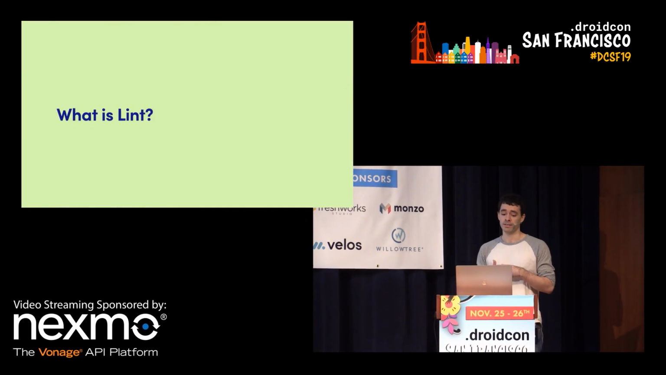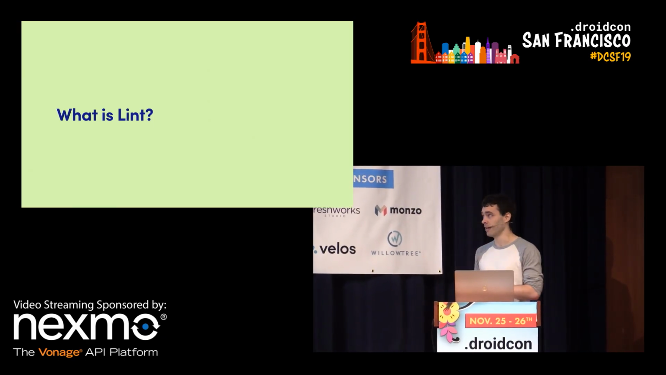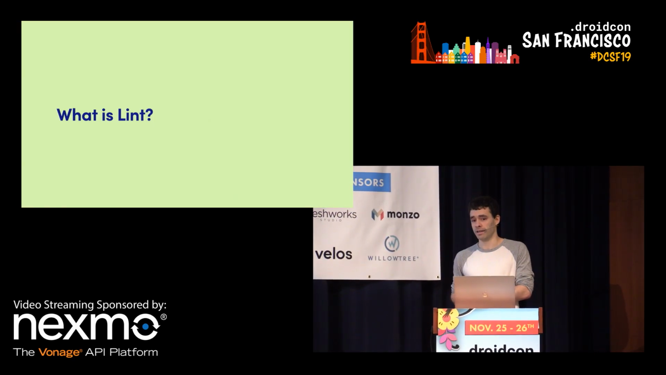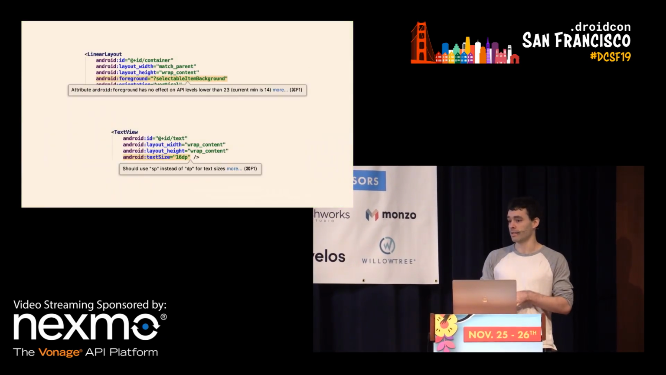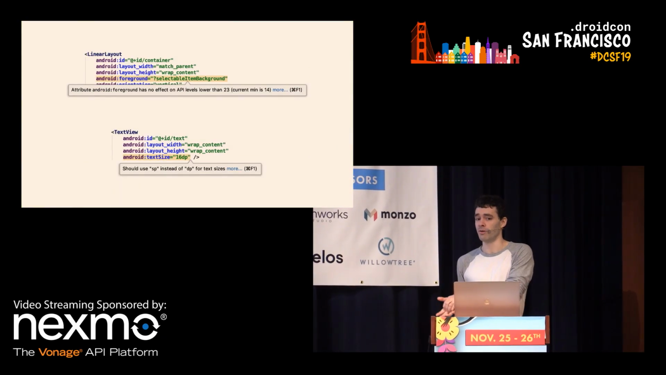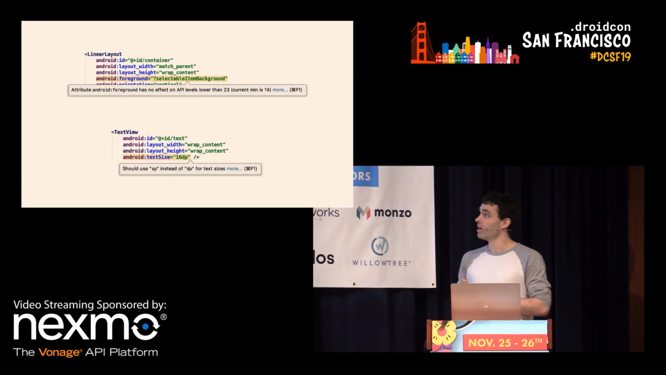So what is Lint? Lint is a static analysis tool, which means essentially it analyzes your code without running it and tries to find bugs in it. And even if you don't know it by this name, you probably do know what it is because it shows up in Android Studio as these little tooltips.